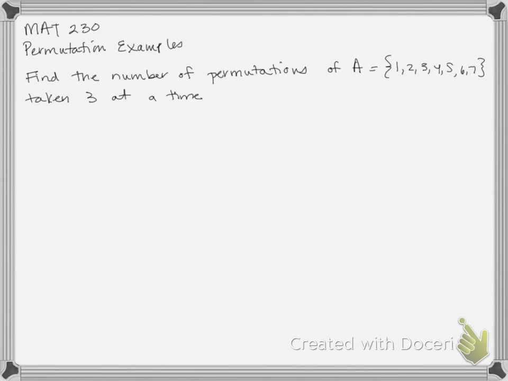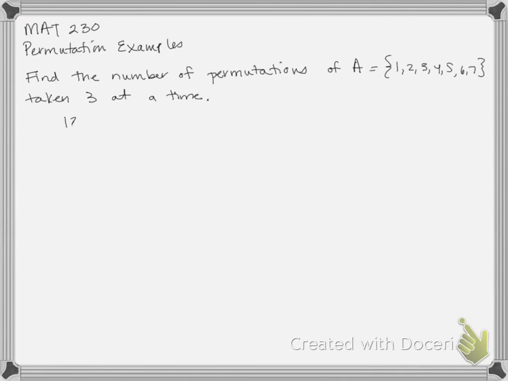Here are two examples from the permutations section for discrete math. The first example is: find the number of permutations of the set A, which includes 1, 2, 3, 4, 5, 6, 7, taken 3 at a time. In other words, this is asking how many 3 number combinations can you get?